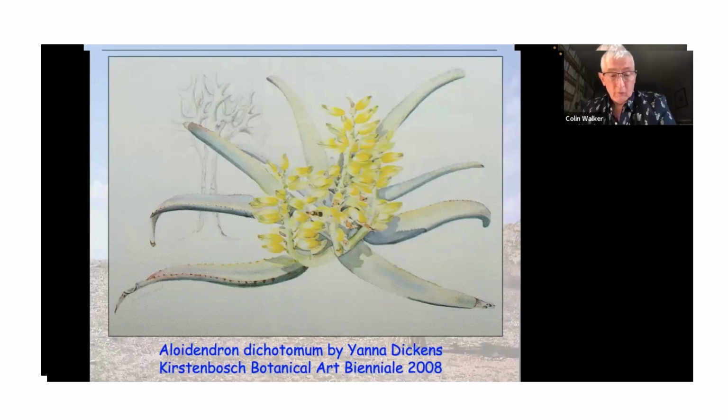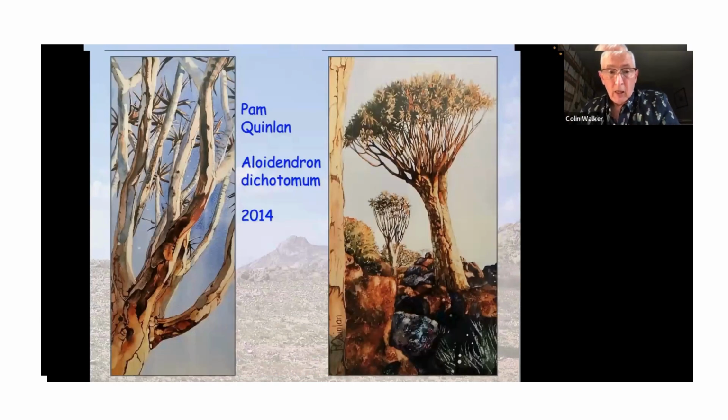Kirstenbosch Botanic Gardens, I've already introduced. That's where Ernst used to work. They held biennial botanical art competitions, and in 2008, Jana Dickens submitted this image of Aloedendron dichotomum. This one is much more appealing to me. I actually own this print by Pam Quinlan, painted in 2014.